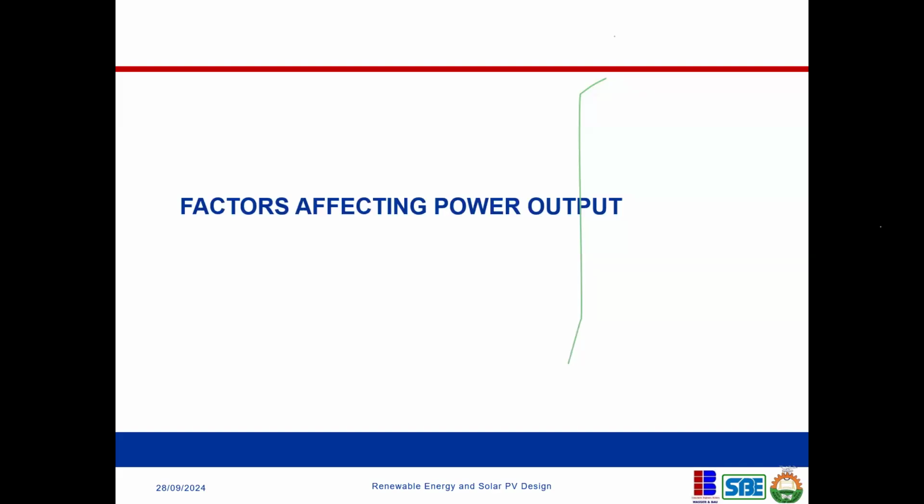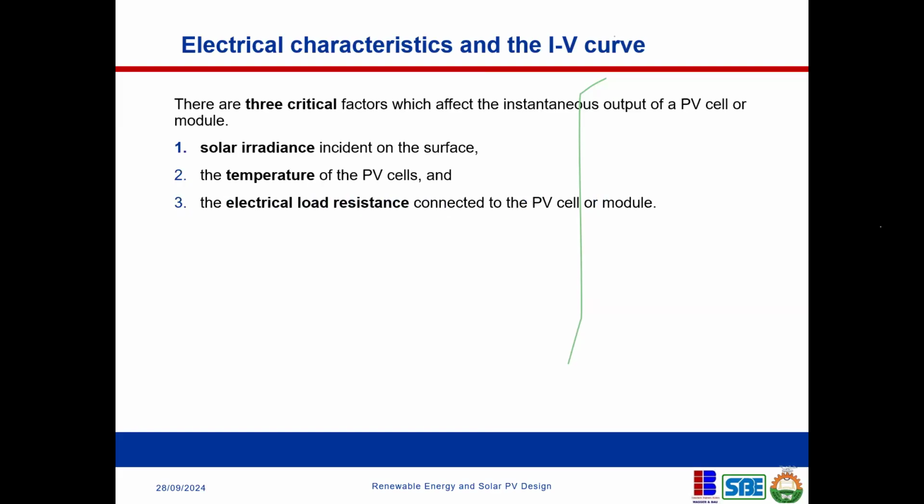Now let us look at the factors affecting the power output. We are still looking at the electrical characteristics and the IV curve. There are three critical factors which affect the instantaneous output of a PV cell. The first one is the solar irradiance incident on the surface. The second one is the temperature of the PV cell. And the third one is the electrical resistance connected to the PV module or the PV cells. We are going to focus on the first two.